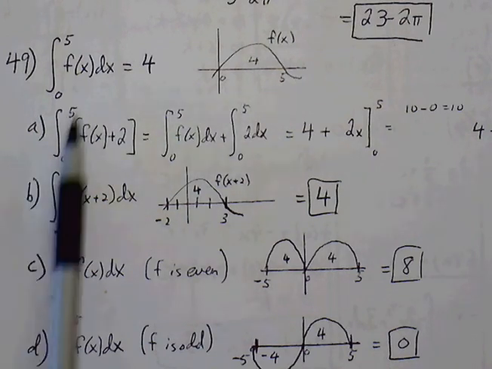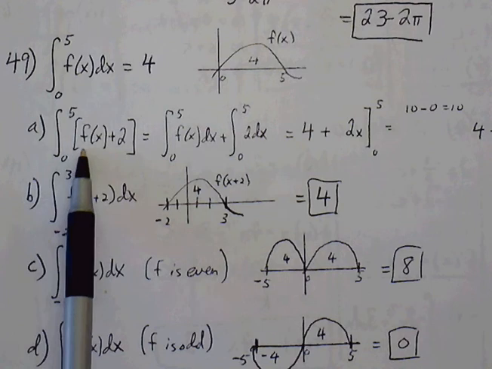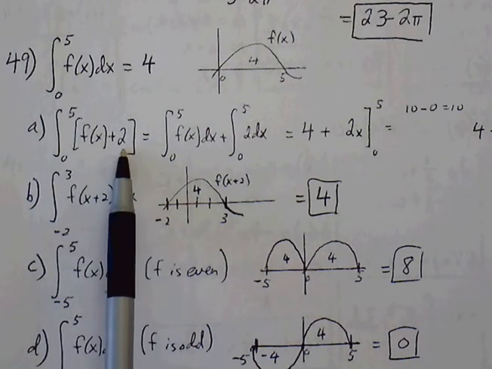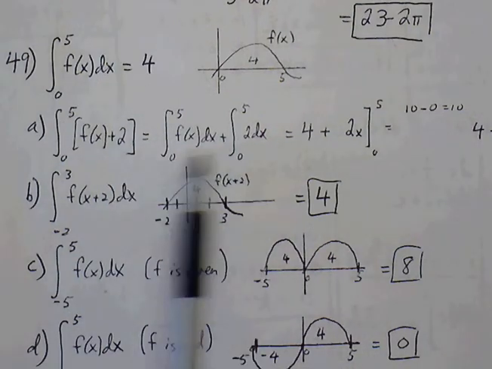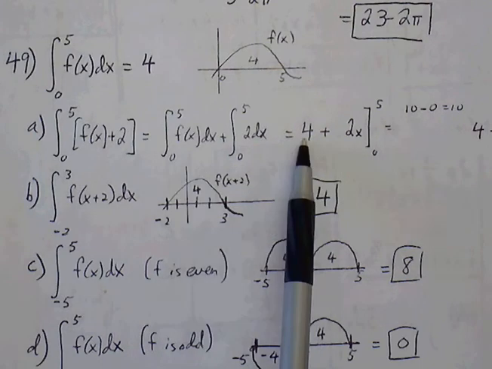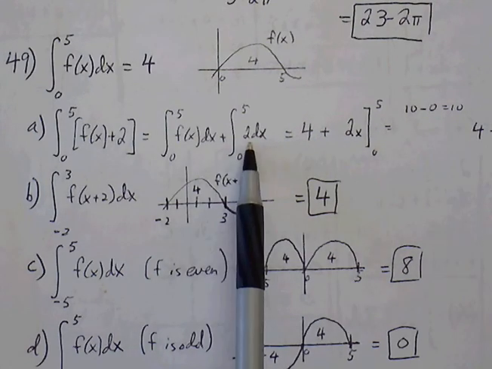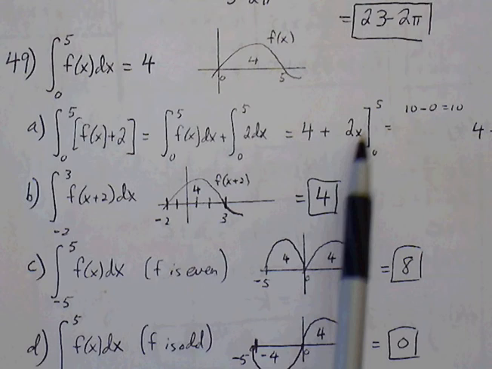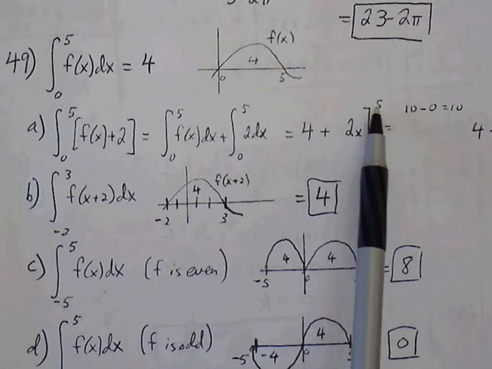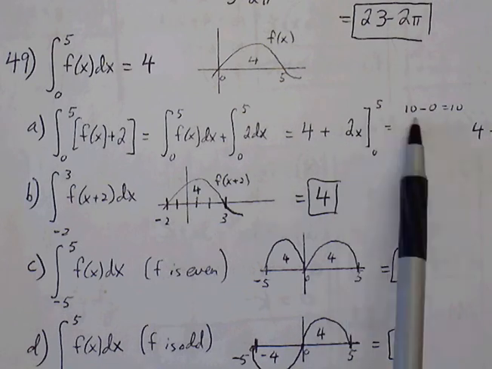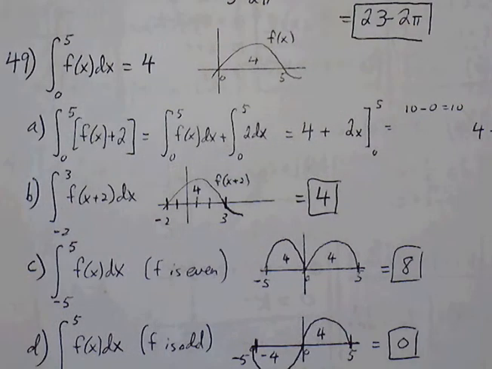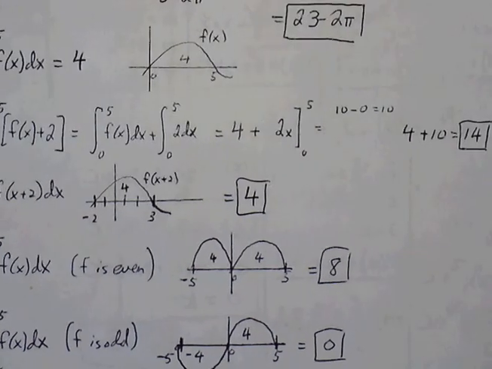For part A, find the definite integral of f of x plus 2 from 0 to 5. Again, with this plus 2, we have to be careful, it's being affected by the definite integral, so I'm going to split this up into two parts. The definite integral of f of x from 0 to 5 we know is 4, but for 2, the antiderivative is 2x, so we have to use calculus here. Plug the upper and lower bound in: 5 in for x, we get 10; 0 in for x, we get 0. 10 minus 0 is 10, so 4 plus 10 gives us 14.